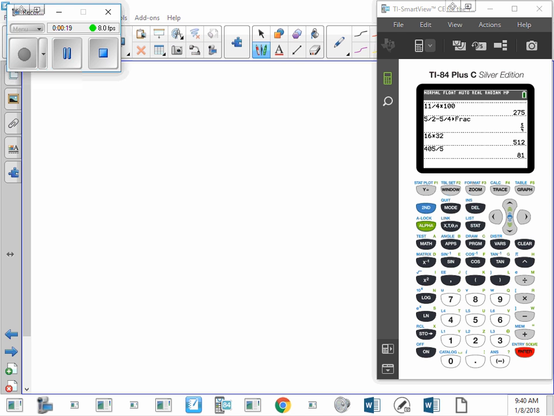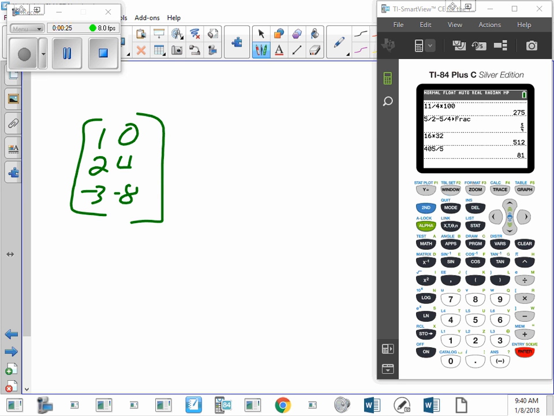So if I had that matrix, what is its order? What is its size? It's always rows by columns. So we count the number of rows, and then we count the number of columns. So this is 3 by 2.